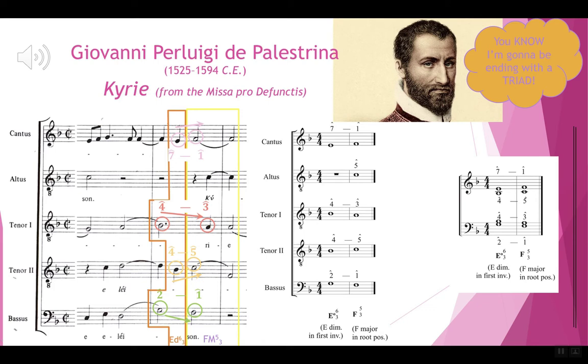Now, is this a 5-1 cadence? No, it's not. This chord, this E diminished, is just a 7 chord in first inversion. But this is still like a classic contrapuntal cadence. You've got 2-1 in the lower voice, and you've got 7-1 in the upper voice. So what I did is found us a cadence later in the piece that is more of a classic 5-7-1 cadence.